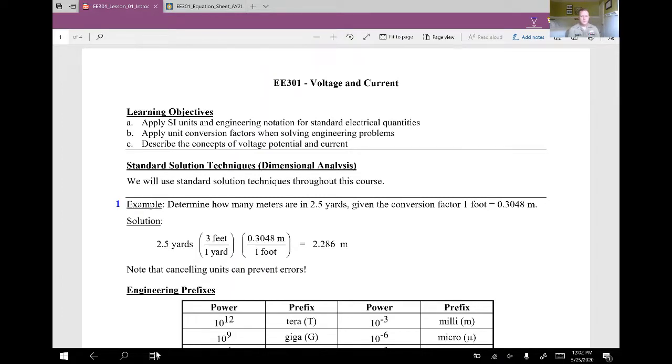Lesson 1, voltage and current. If you took Physics 2, you're probably familiar with these topics, but before we even get into voltage and current, let's just talk a little bit about the topic of units. Right here it says dimensional analysis.